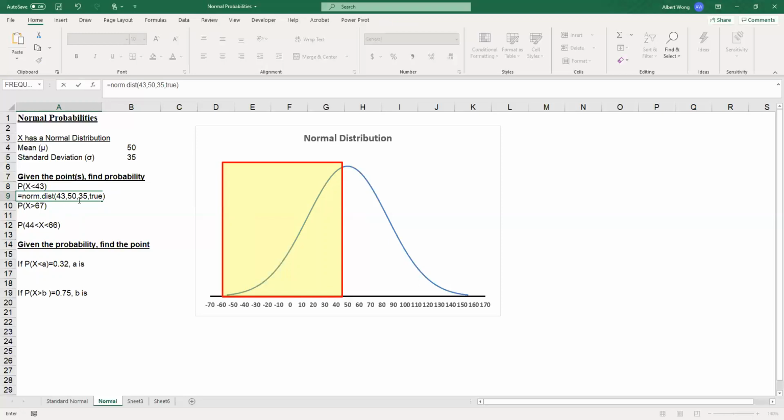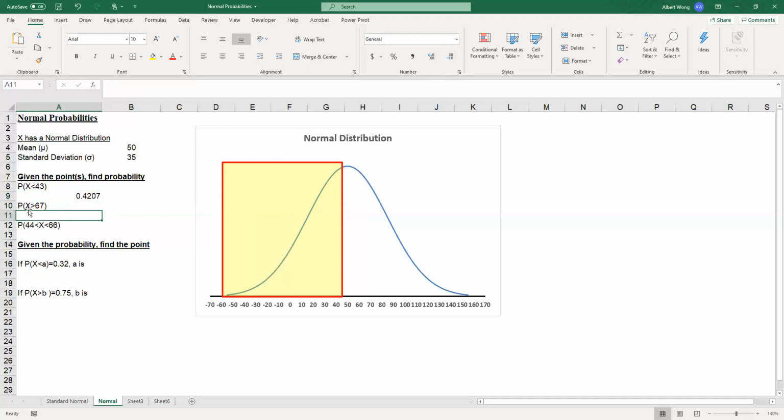So instead of 0 and 1, we put in the mean 50 and the standard deviation 35 into the function. Right? So again, very easy to calculate, and the answer represented to 4 decimal places is 0.4207.